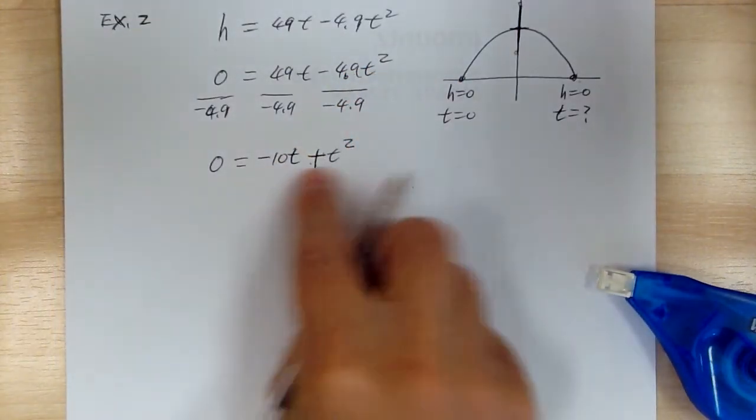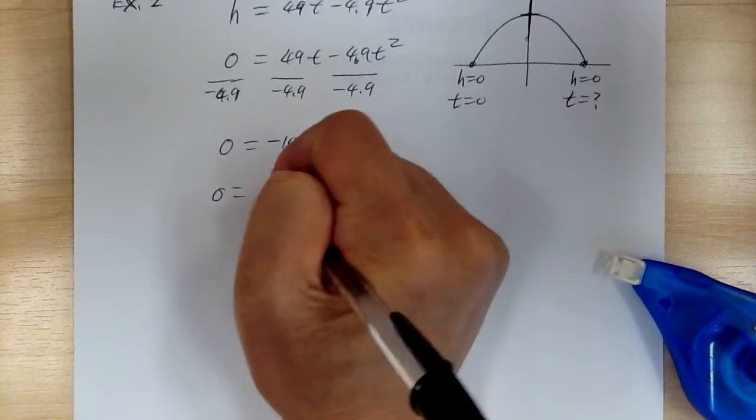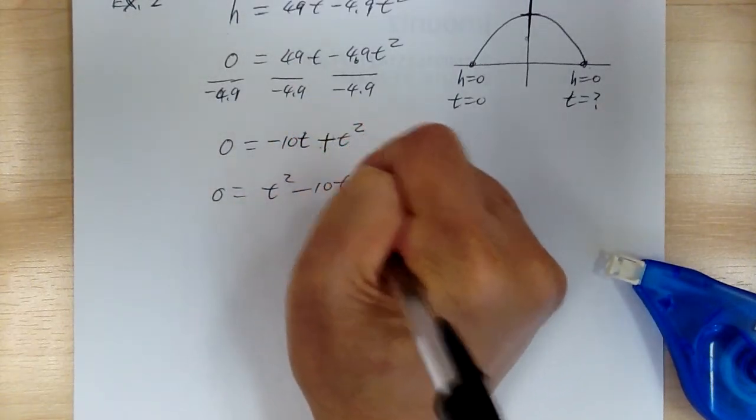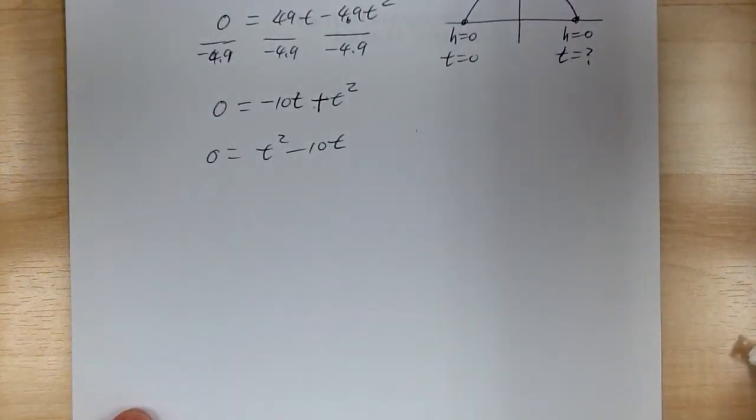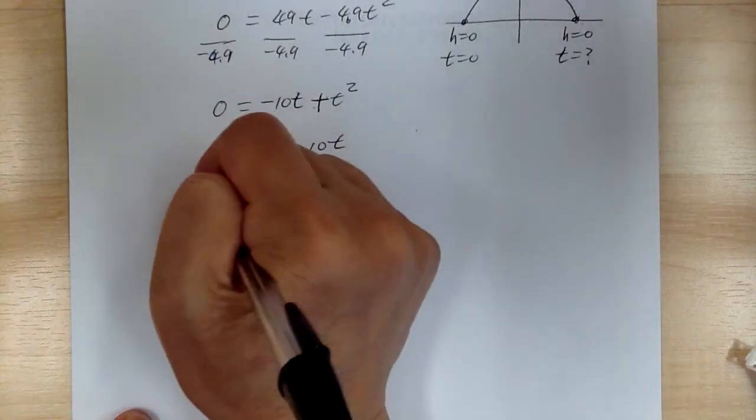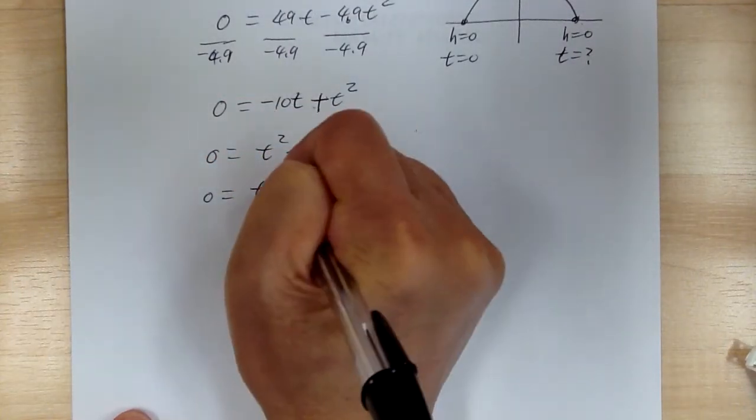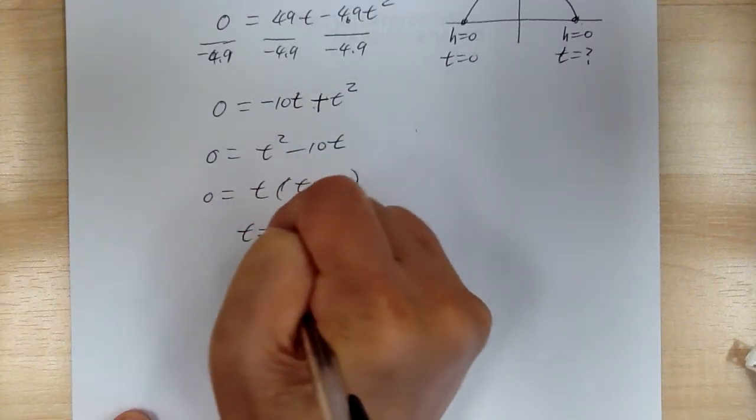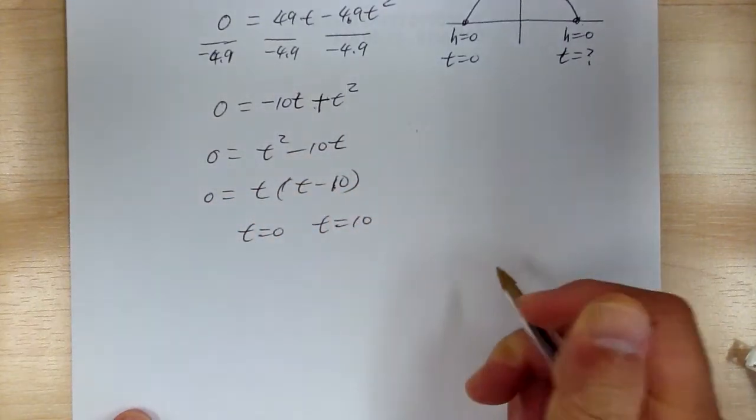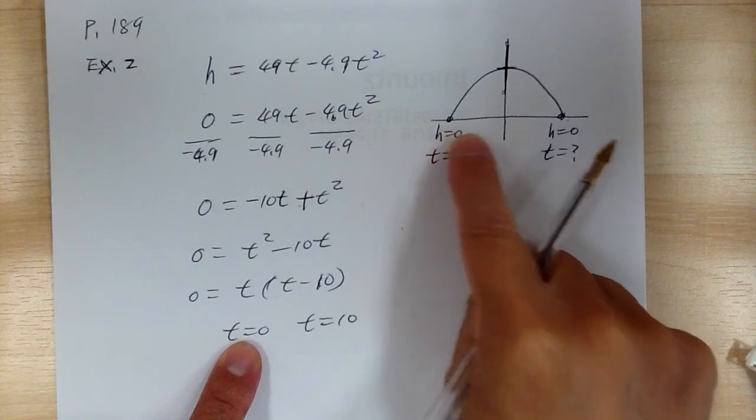Okay, I'm going to rearrange the order so it looks nicer. So you get t squared minus 10t. Okay. And after that, I'm going to find out the t. So I got t times t minus 10. And so I got t equal to 0, t equal to 10. So t equal to 0 is when it's over here, right? When h equal to 0.